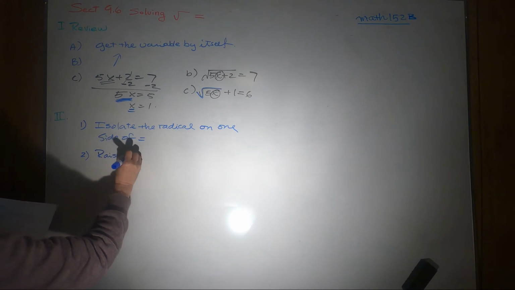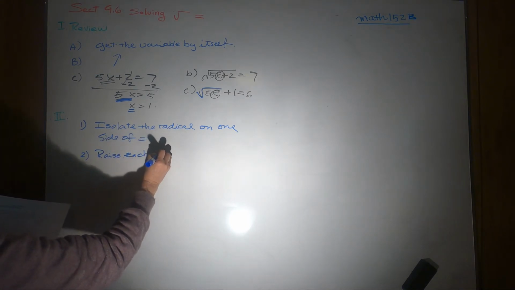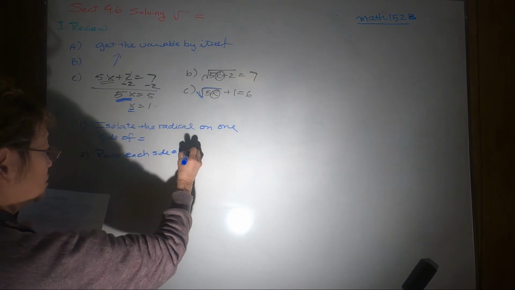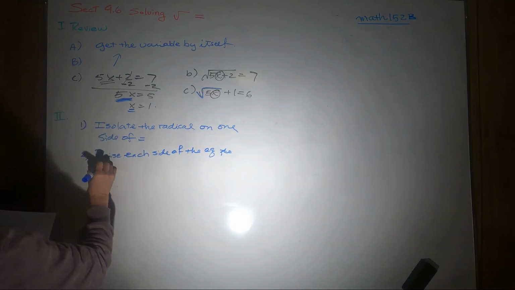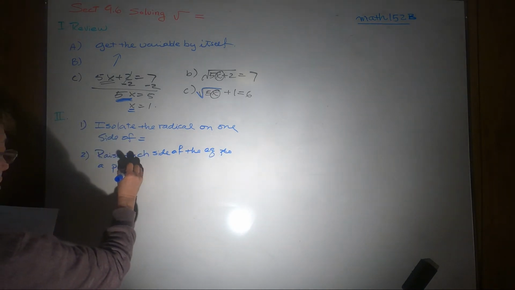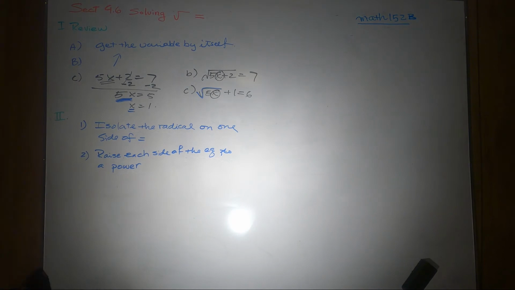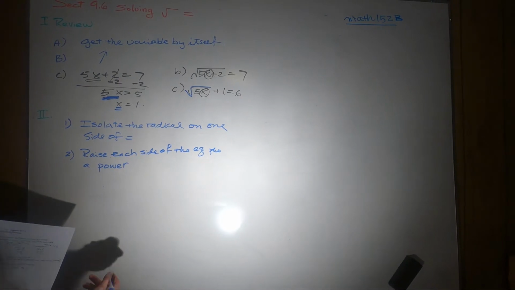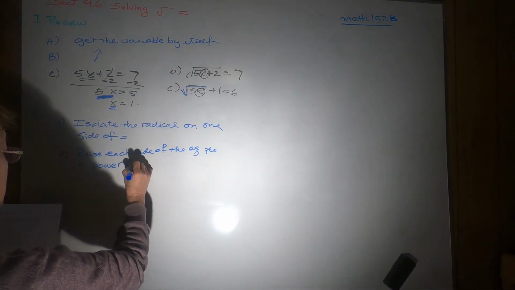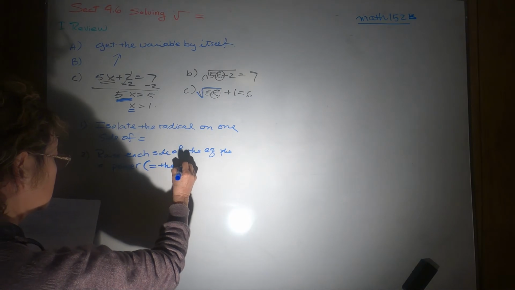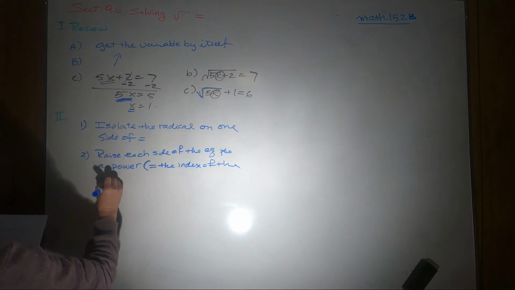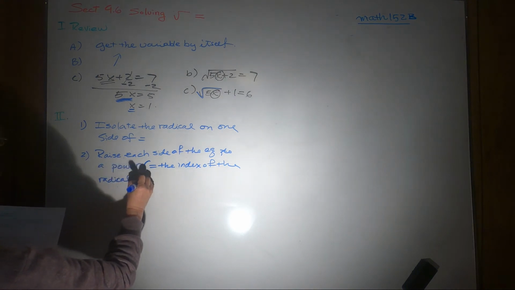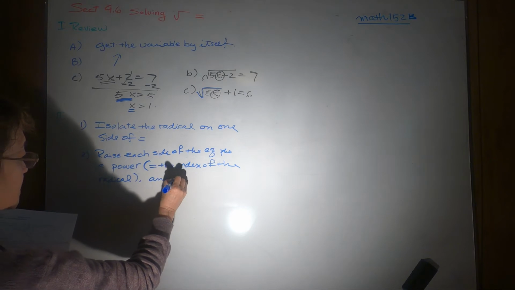We will raise each side of the equation to a power, because radicals are the opposite of the exponents, right? The power. So then what is the power? The index of the radical. Let's see how it works. Then we simplify.